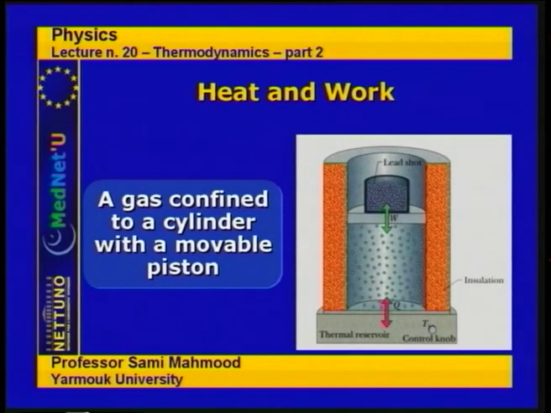And this is a gas confined in a cylinder with a movable piston, and this could be an example of a machine that can exchange both work and heat with the surrounding environment.